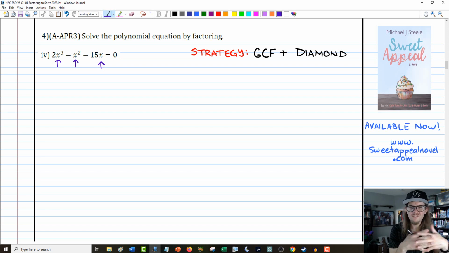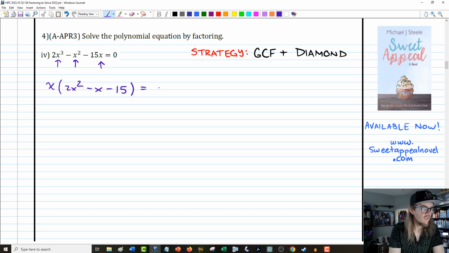Otherwise, if you leave it inside, it can start drama and just kind of cause this sort of internal hurricane. That's just a mess. So I'm going to go ahead and pull out that GCF of x that's here. And that's going to leave me with x times the quantity 2x squared minus x minus 15. And of course, it's still all equal to 0.